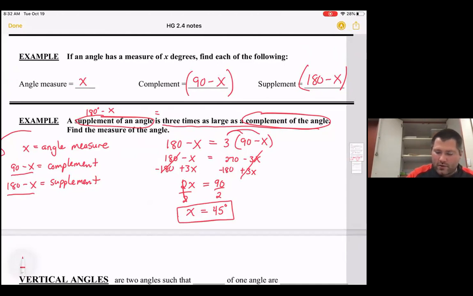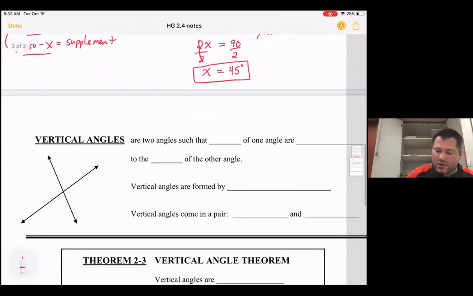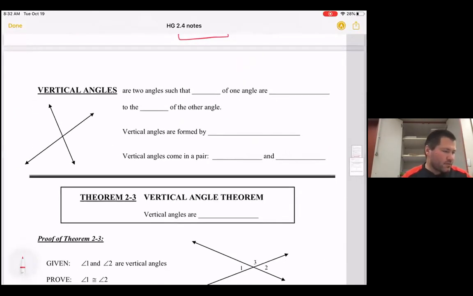Okay. I'm going to scroll down to our next definition, which is vertical angles. Vertical angles are 2 angles such that the sides of one angle are opposite rays to the sides of the other angle. And vertical angles are formed by intersecting lines.